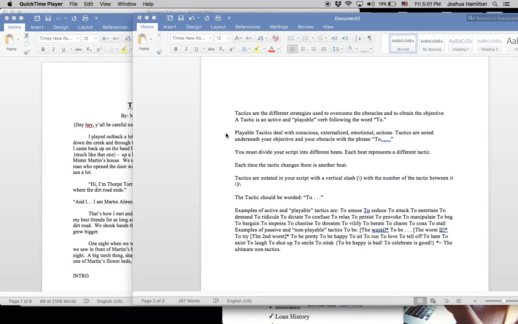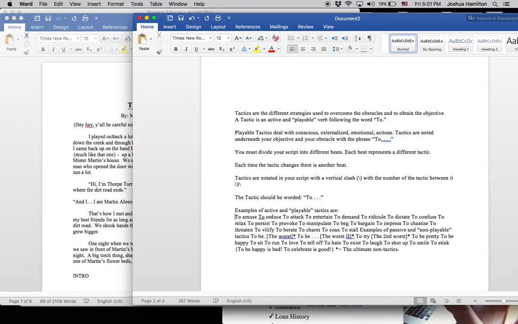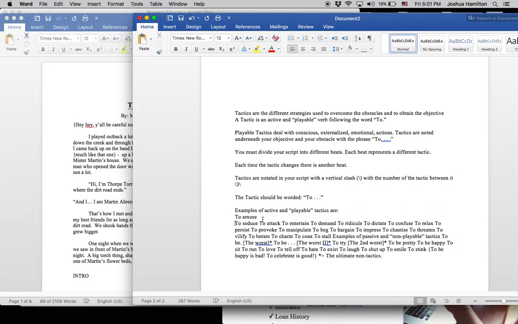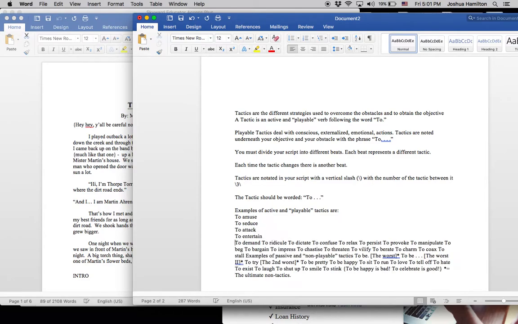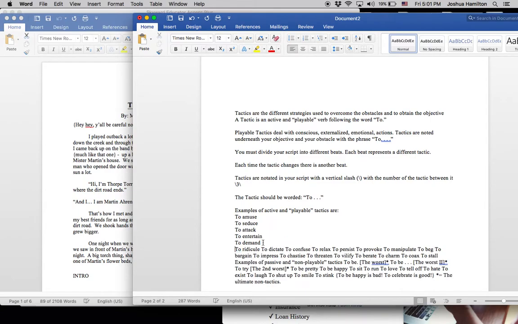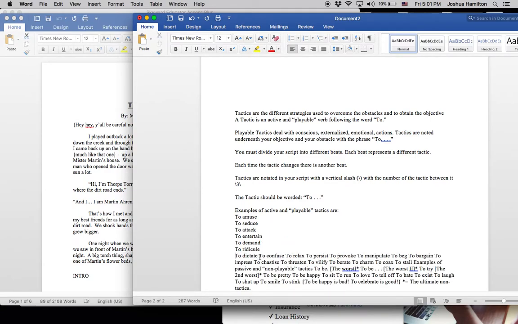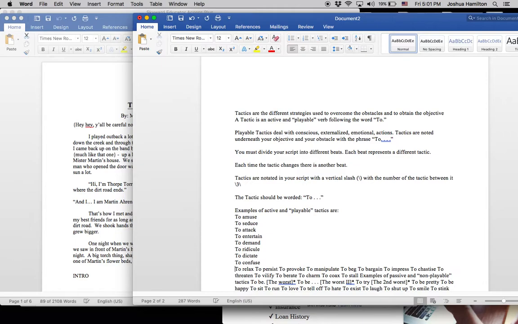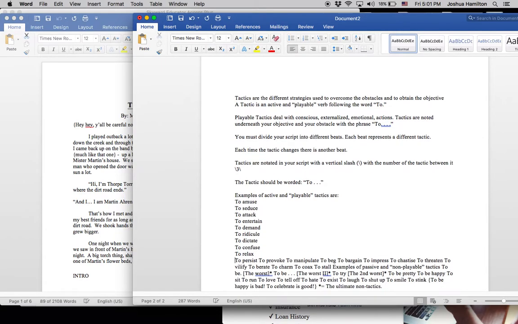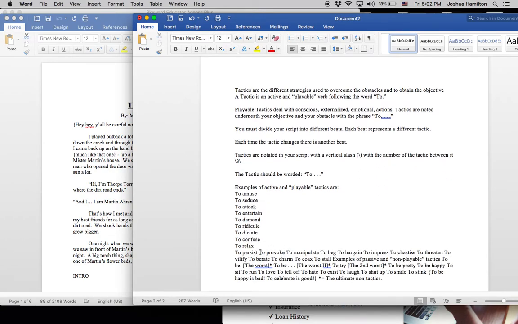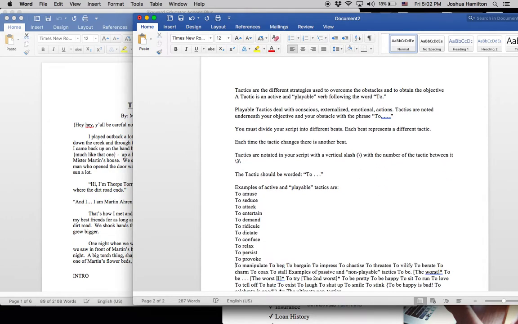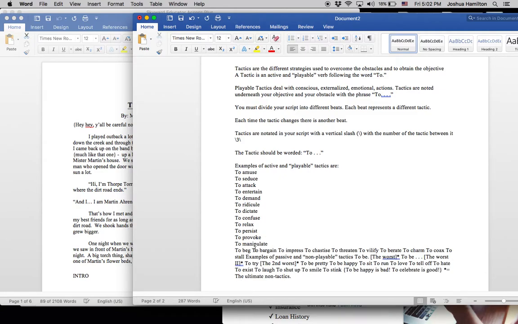Before we do the example, let's look at some examples down here of how tactics should be worded. So I have: to amuse, to seduce, to attack, to entertain, to demand, to ridicule, to dictate, to confuse, to relax, to persist. All right, you get the point. There's a lot of these. I'm giving you this list of examples, but this isn't the only thing out there.